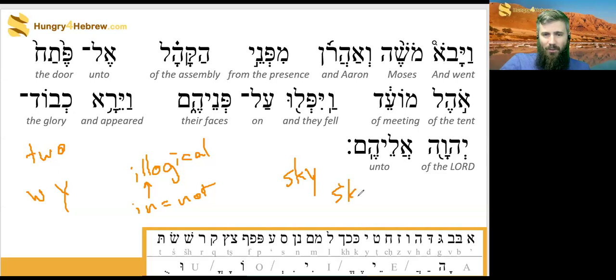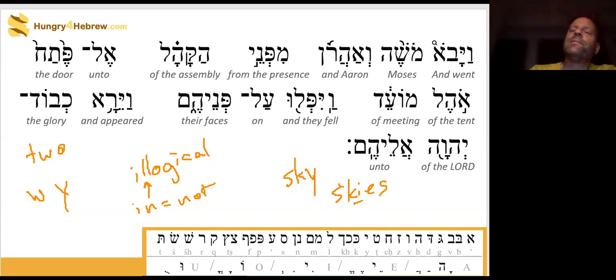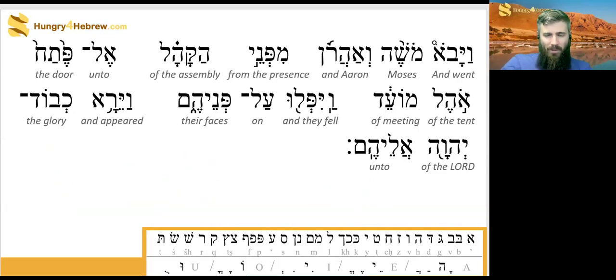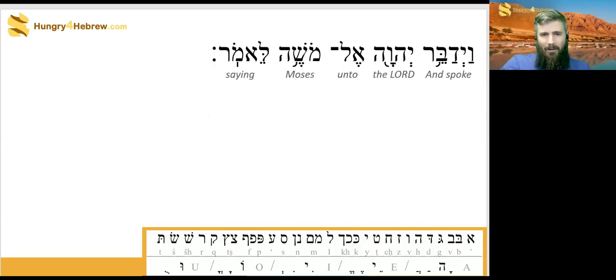Sky turning into a vowel? Skies. Yeah. Yod is a weak letter. So is, excuse me, Y is a weak letter, and so is Yod in Hebrew. So you'll see plenty of examples where Vav, Yod, and Nun will go missing. Those are weak roots.